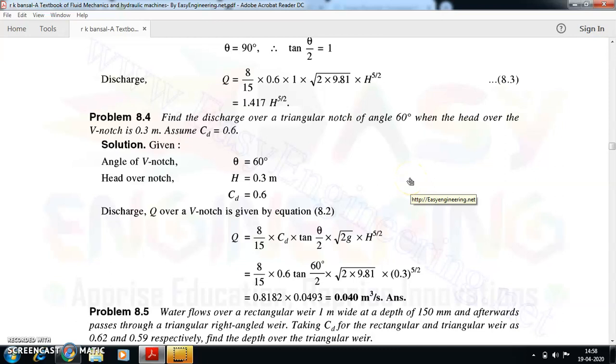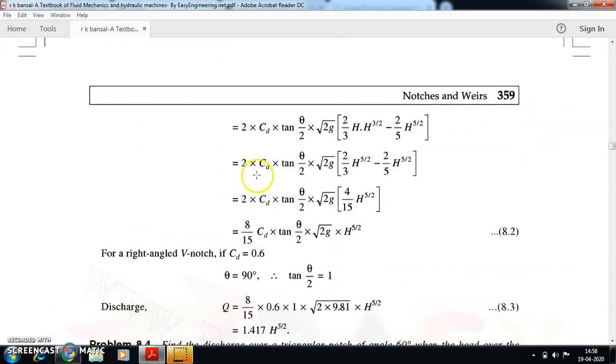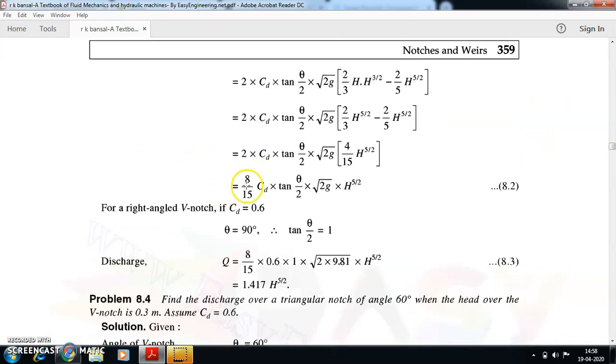Fine. So problem 8.4 states you to find the discharge over the triangular notch. The angle of the notch is given to you, that is theta, 60 degrees, and the head over the V notch is 0.3 meters, so capital H is 0.3. Now you need to find Q assuming the value of CD as 0.6. So if you see this equation, Q is equal to 8 by 15 CD tan theta by 2 into root of 2g into h to the power of 5 by 2.